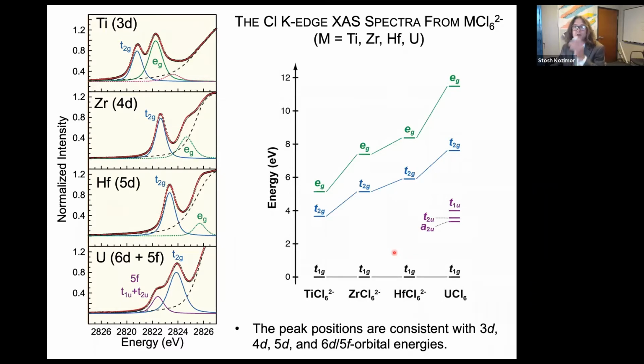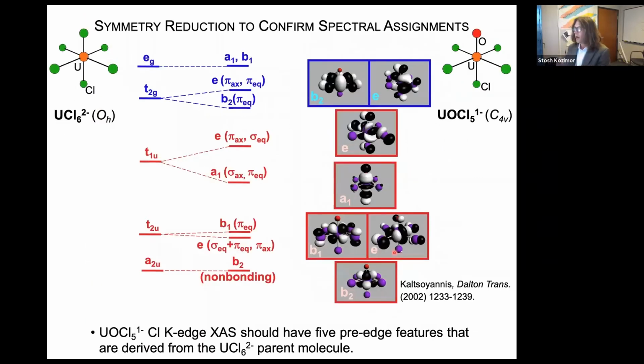I'll show you another experiment that I think is the clincher. It's actually a series of two experiments. Like I said, we have synthetic chemists on the team, and what we realized, this right here in the middle, is just that orbital picture I showed you earlier. Here's the 5F orbitals in red, here's the 6D orbitals in blue. And what we realized is that if we just took one of these chlorides and substituted it for an oxo, we would reduce the symmetry and split these orbitals out.